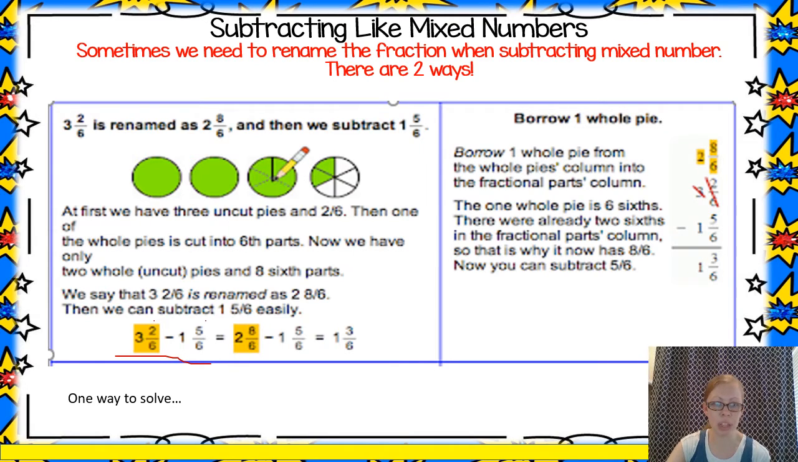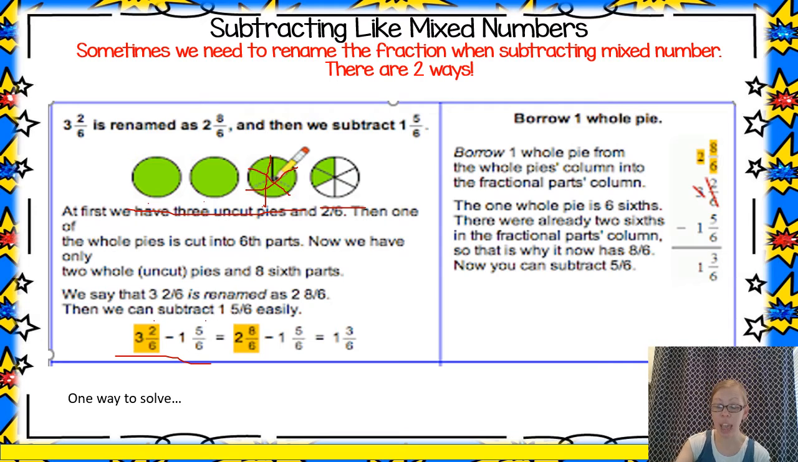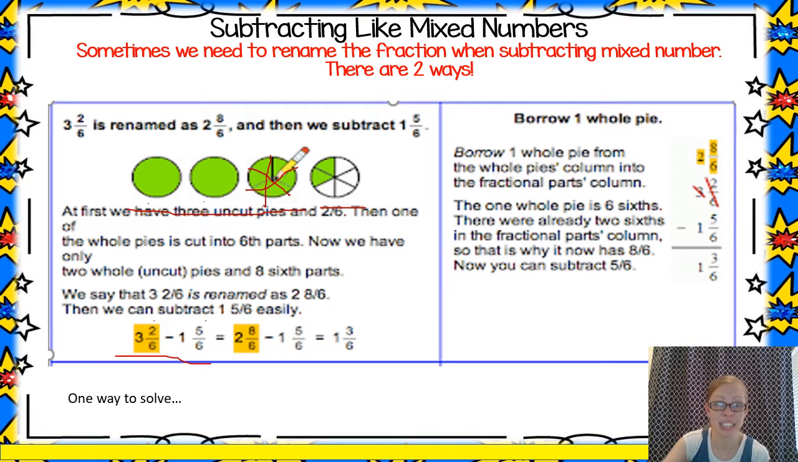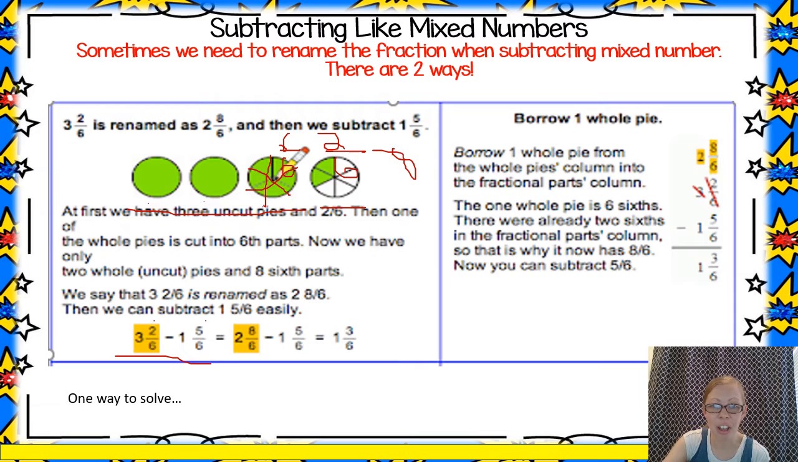So one way that you can think about this is like pies. We have 1, 2, 3, and 2/6 shown here. 3 whole pies and 2/6 of another pie. I can take one of the whole pies and I can divide it up into 6 equal pieces. Even though it's still a whole pie, I know that I can write this as 6/6. So 6/6 here can be added to the 2/6 that I already have to give me 8/6 altogether.